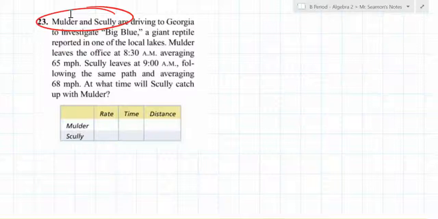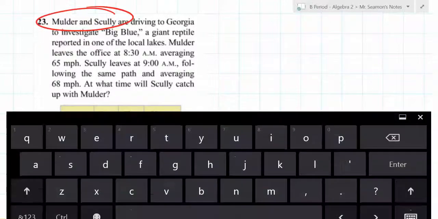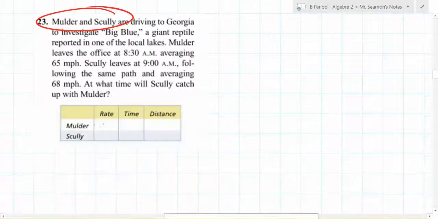So let's start filling in this table. What is Mulder's rate? So what should we fill in on the chart? 65. Nice. Scully leaves at 9 a.m., following the same path and averaging 68 miles an hour. 68. At what time will Scully catch up with Mulder?